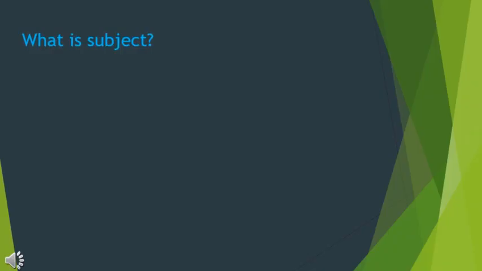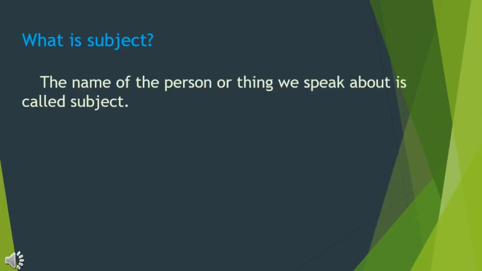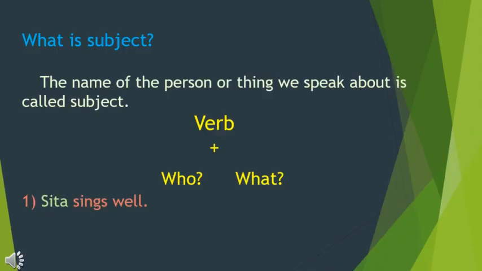What is subject? The name of the person or thing we speak about is called subject. We can easily find the subject of a sentence by taking the verb and asking the question who or what. For example, Sita sings well. In this sentence, you ask a question: who sings well? The answer is Sita. So, Sita is the subject.